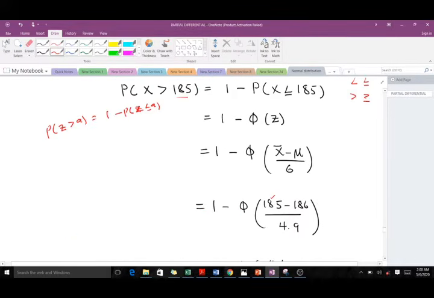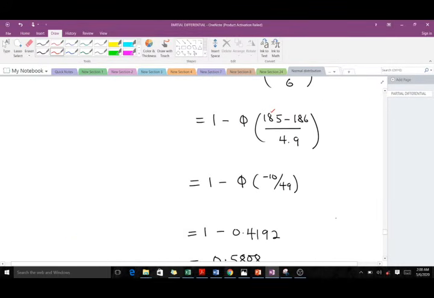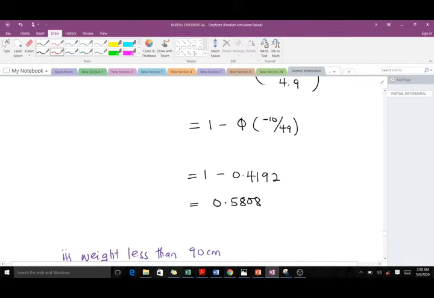So we will get this, and when we do this computation, we end up with 1 minus phi of negative 10 over 49, and we read this from the table, right? So we've learned how to read from the table. So when you read this from the table, then you end up with 1 minus 0.4192, which gives you the probability of 0.5808. So I hope you get it.